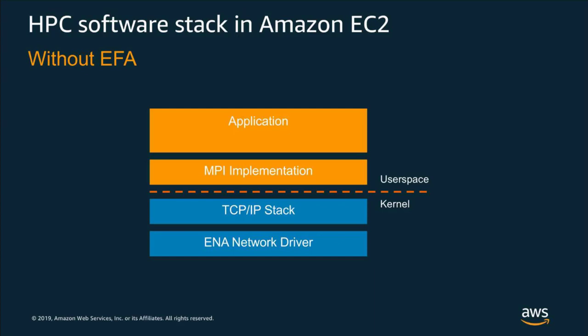MPI is a networking library used by the application to provide point-to-point communication between the different cores on which an application is running. MPI is at the bottom of the user portion of the stack, and it talks to the kernel TCP/IP stack, which is at the top of the kernel stack. The kernel stack then talks to the ENA network driver, which communicates with the hardware.